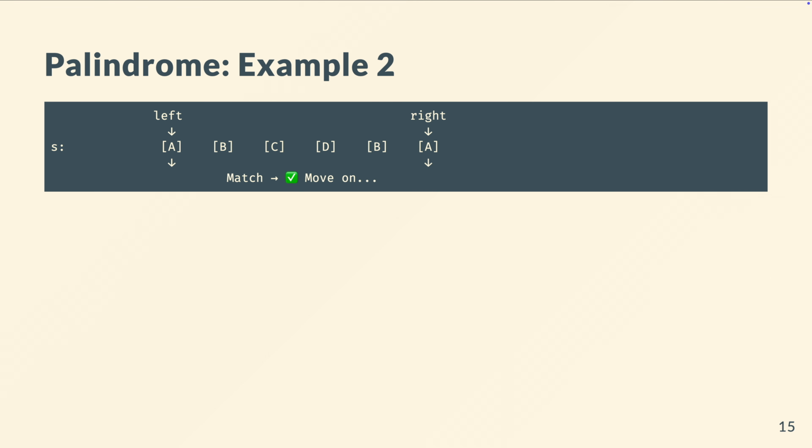The two characters are the same, so we have a match. Now we move left one step right and move right one step left. Now left points to B and right points to B. We compare again. B equals B, so we have another match. Move the pointers toward the middle again.